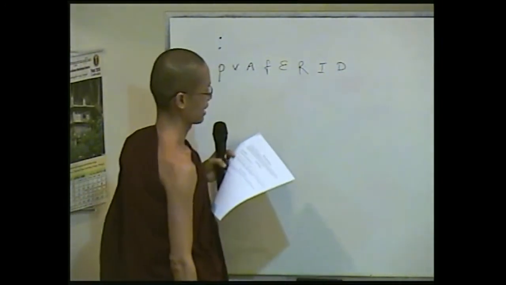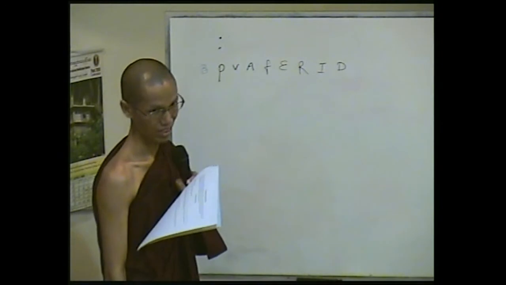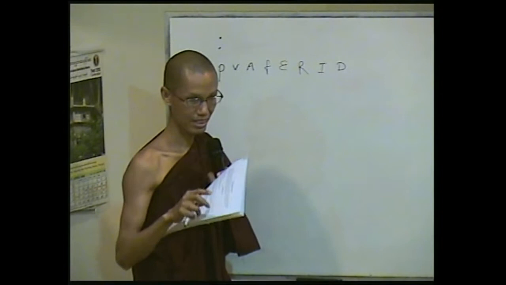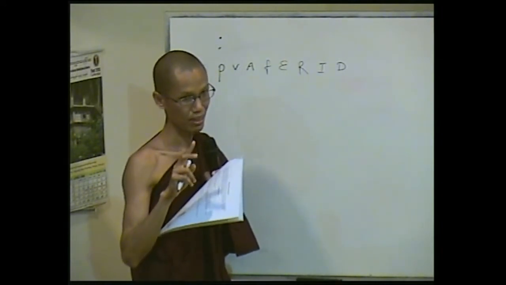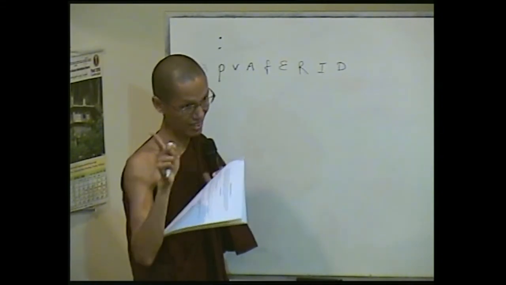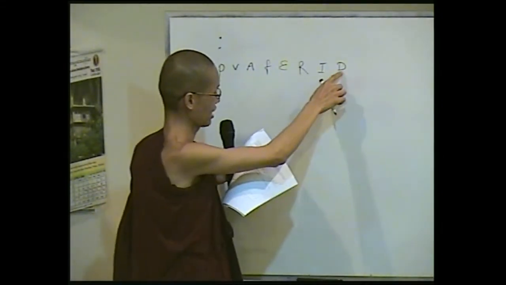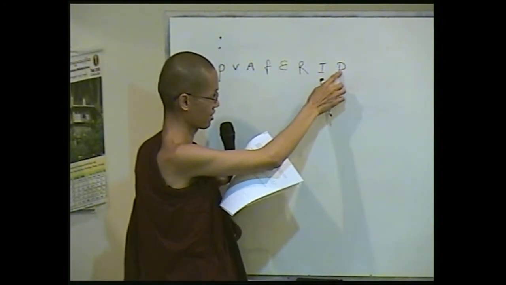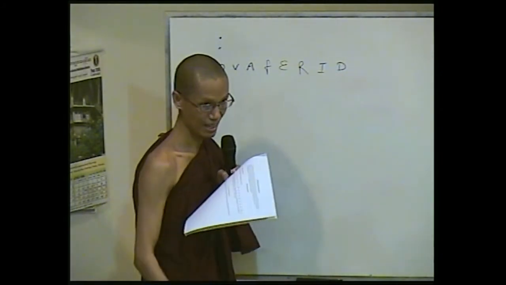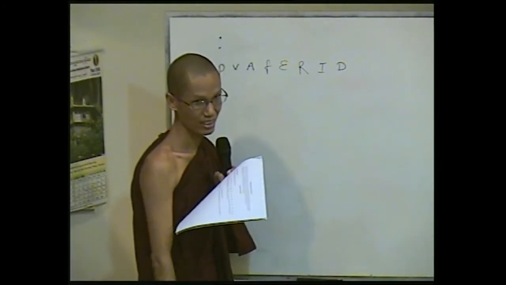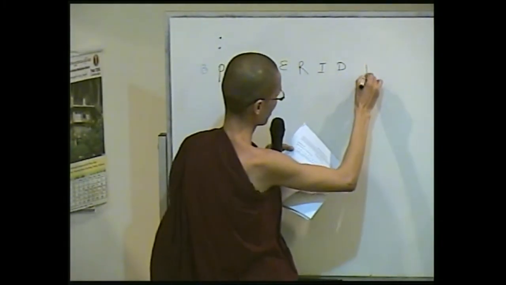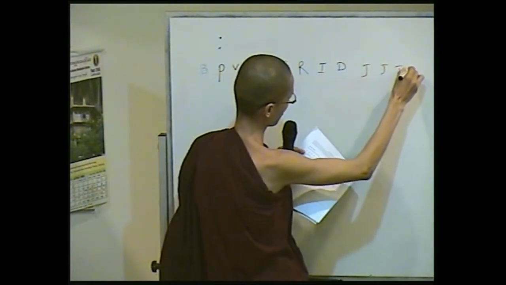Determining consciousness, or mind-door adverting, is the same. Mind-door adverting does two functions. One is a turning function, and one is a determining function. Now, the determining function: determine is to decide. That object is good, or that object is not good. According to your determination, here will be javana, javana, seven times.